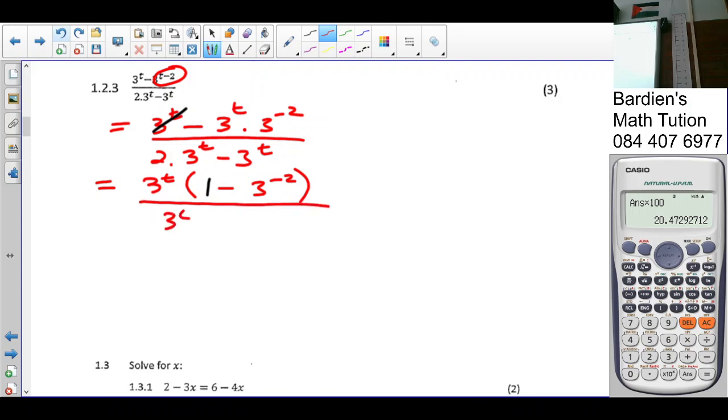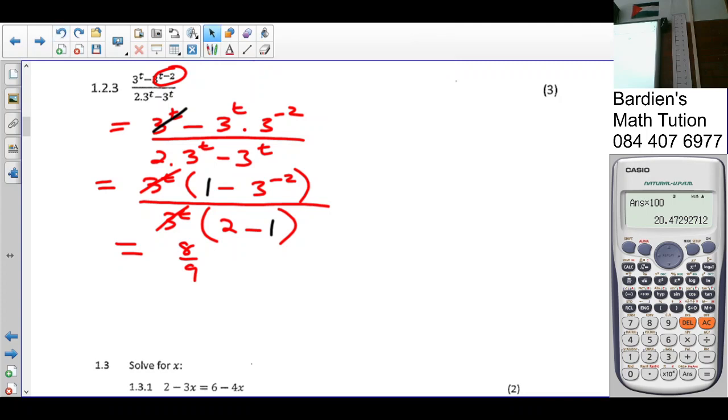Over 3 to the t into 2 minus 1 again. Okay, so that cancels. Now that is going to be 8 over 9. 1 minus 1 over 9 is 8 over 9. Is that correct? Yes. Otherwise, you can put it in the calculator. Any confusion at this point? No?